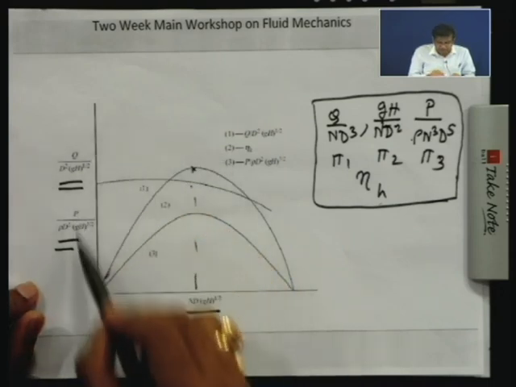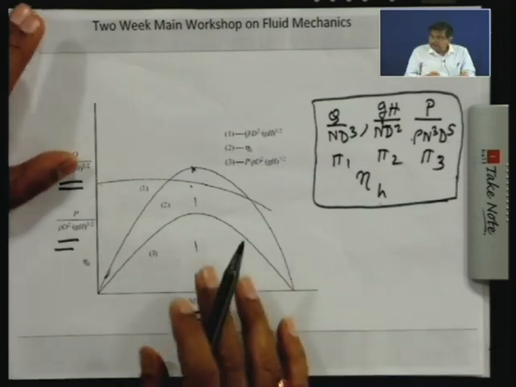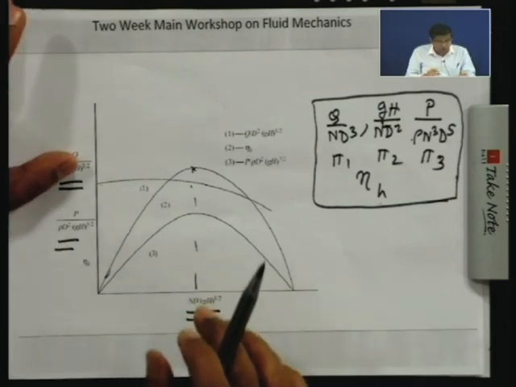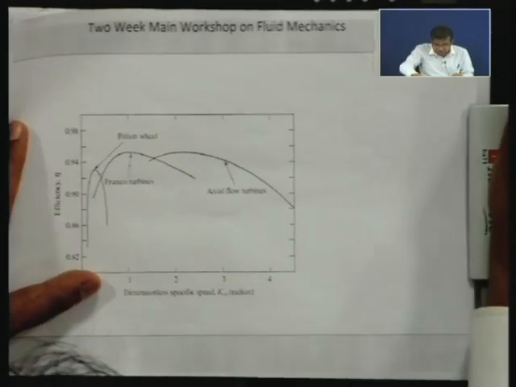These are the typical characteristic curves which you can get in any book, and this is the curve describing all the turbines of the homologous series of Francis turbine. Now, I will show you another curve which is very interesting.